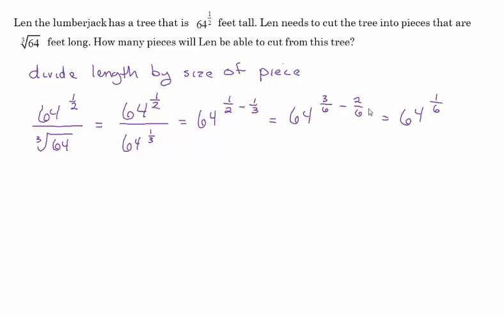That is how many pieces Lynn will be able to cut from the tree, but remember, we don't want to keep that as a fraction, so that'll be the 6th root of 64. That is how many pieces Lynn will be able to cut from this tree. And again, we will talk about how to simplify these a little bit later. Right now, getting this far is good.